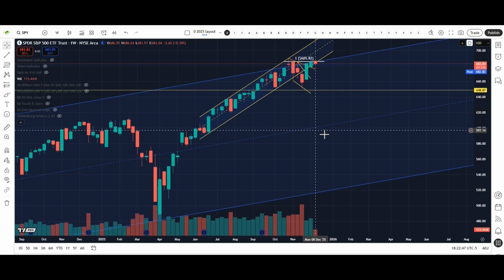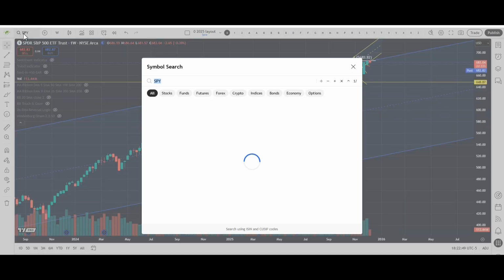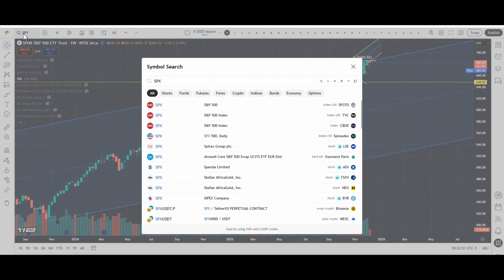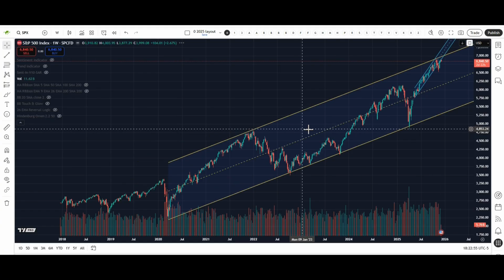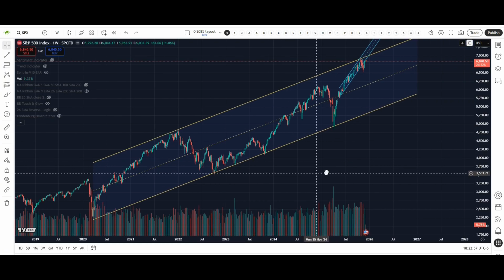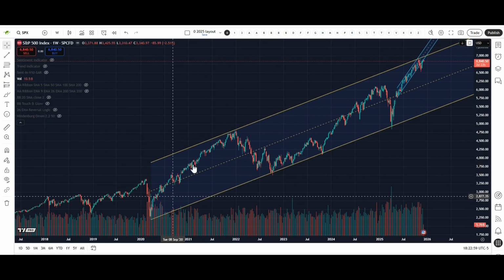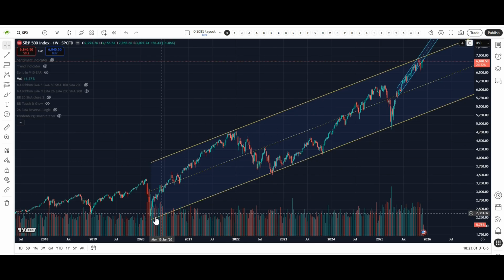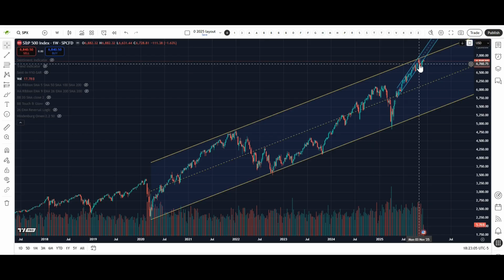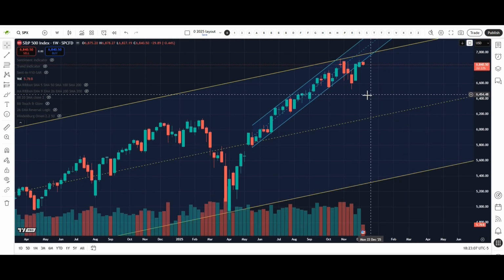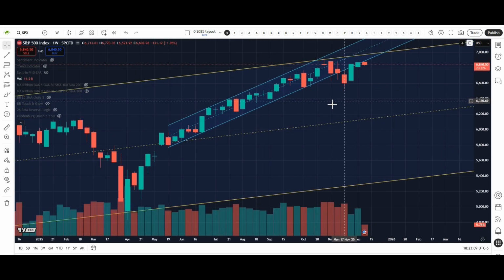We keep rejecting. And SPX, people think it's the same, but it's actually a little bit different. This is the actual market, whereas SPY is the ETF. We can see the same parallel channel. So tagged it up here. And again, we have a perfect rejection right there.